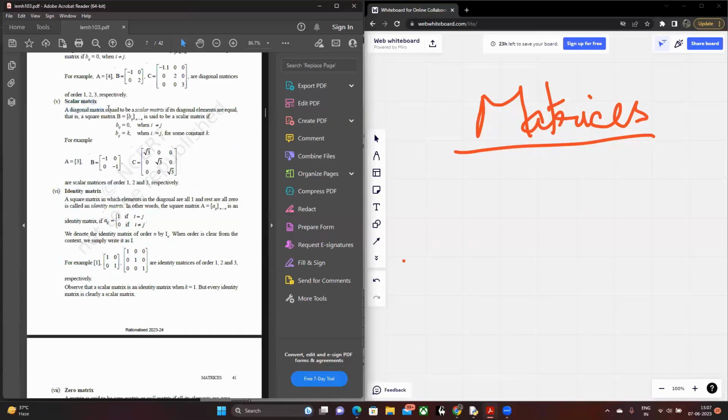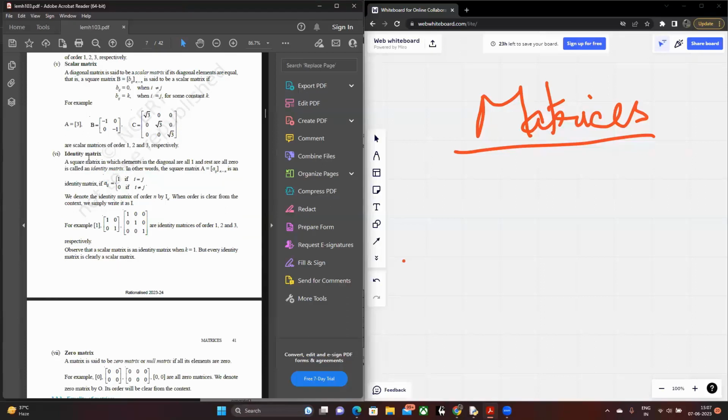A scalar matrix is a diagonal matrix which has all elements equal, right? So basically, you can remove this and say that C is equal to root 3 times 1 0 0, 0 1 0, 0 0 1. Basically, a scalar matrix is a constant, a scalar, times the identity matrix. That is basically the definition of a scalar matrix.